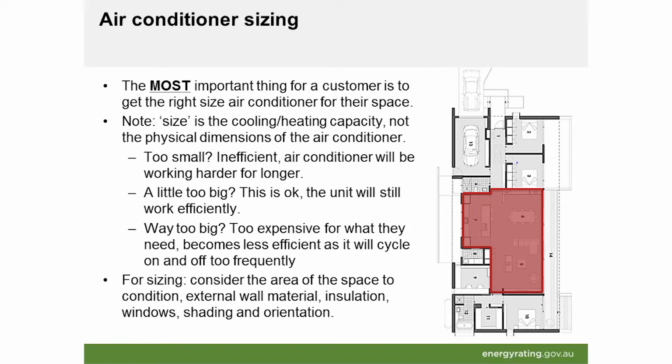If a unit is too small, it's going to be very inefficient. The air conditioner will be running its little heart out, going as hard as it can. It's going to be running at full power the whole time, and it may not actually heat or cool the room effectively because it's too small for the space. If it's a little too big, that's generally just about right, and the unit will work efficiently. If it's way too big, the unit is more expensive than what the customer needs.